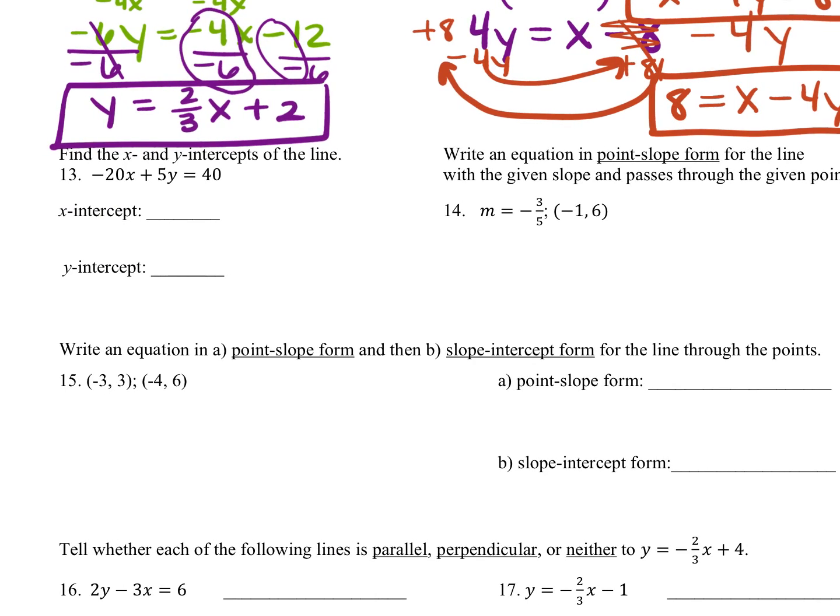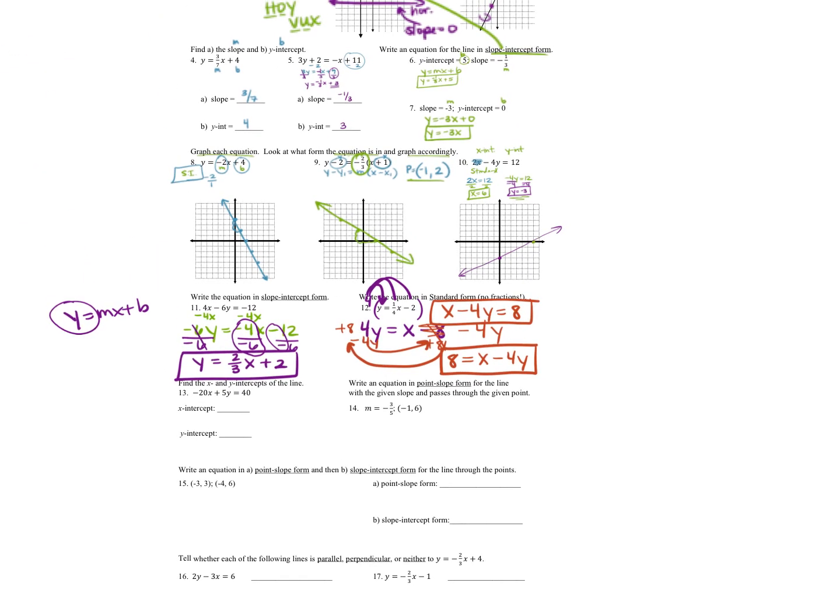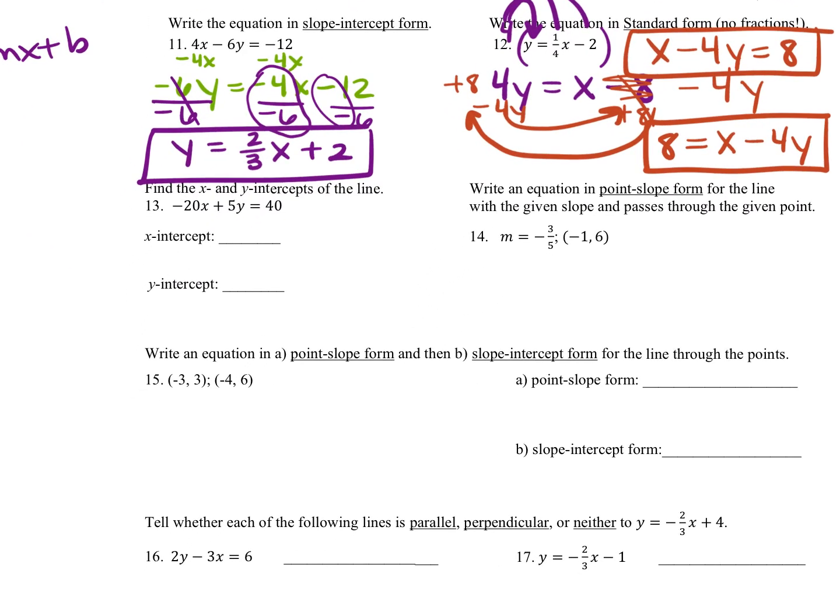Number 13 says find the x and y intercepts of the line. This is what we just did in number 10, okay? So x and y intercepts, you have the cover-up method. So we're going to say negative 20x equals 40. And then when we solve that, that'll be our x-intercept. And then we're going to say 5y equals 40. And that'll be our y-intercept.